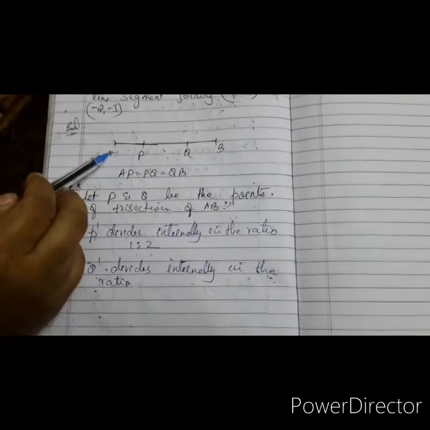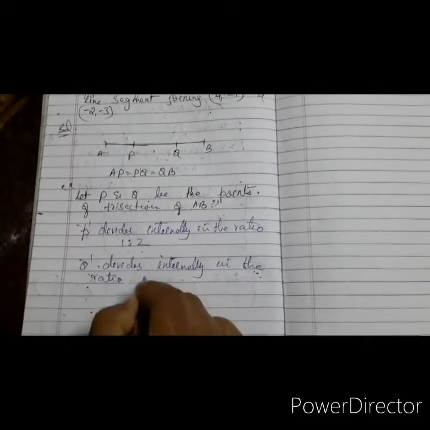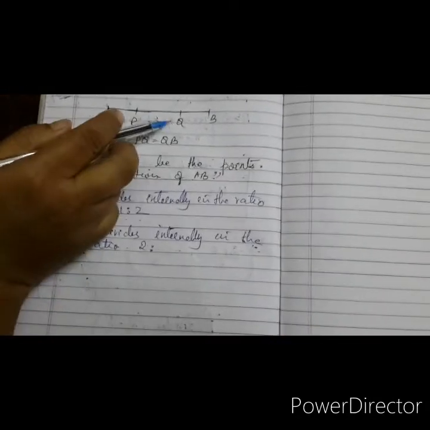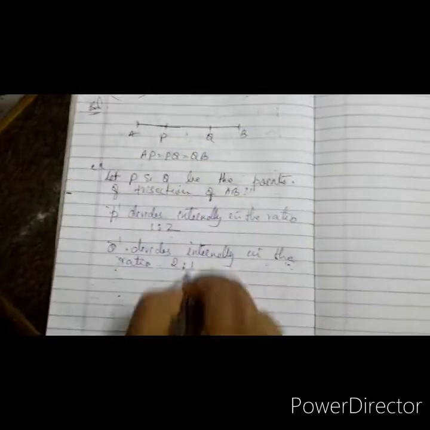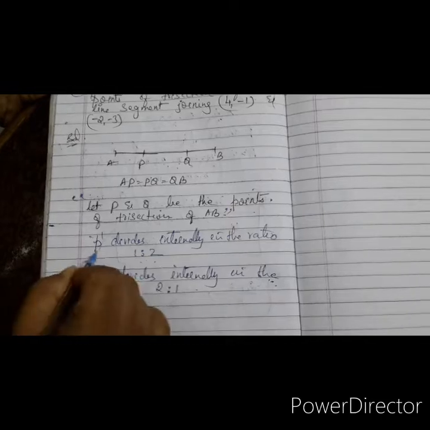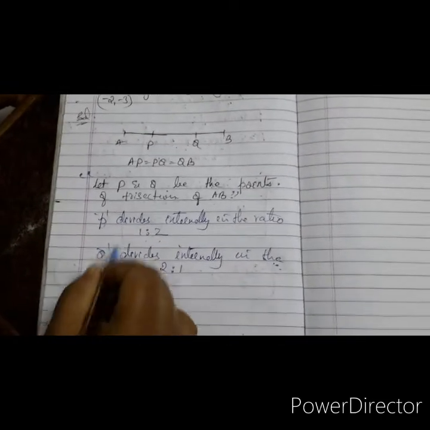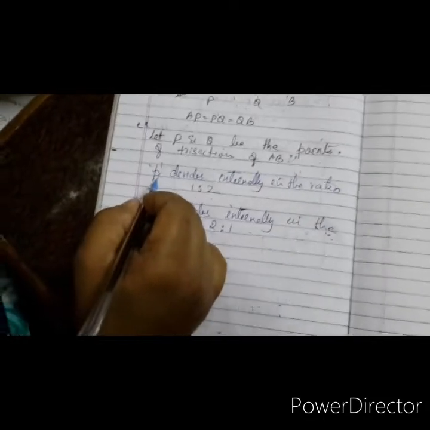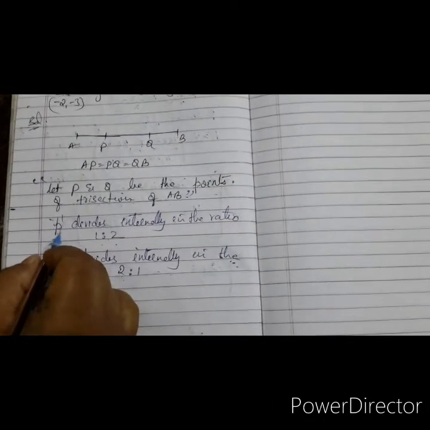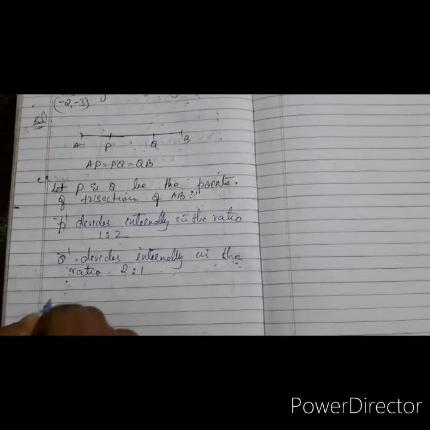Before this, how many points are there? 2 points. So 2. After Q, how many points? 1 point. 2:1. P divides 1:2, Q divides 2:1. Now we will solve P coordinates and Q coordinates.